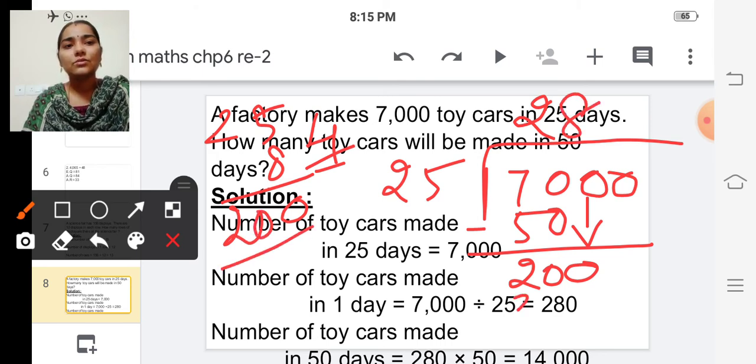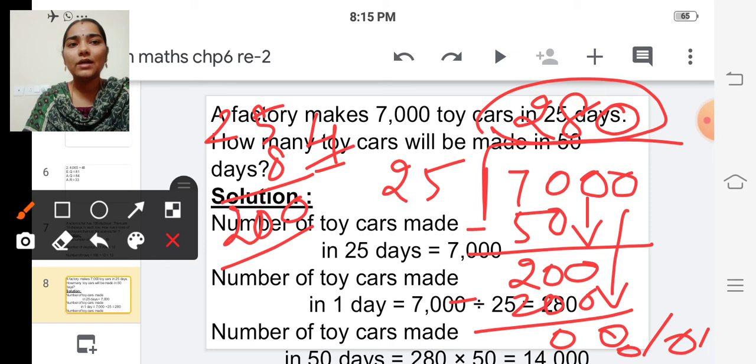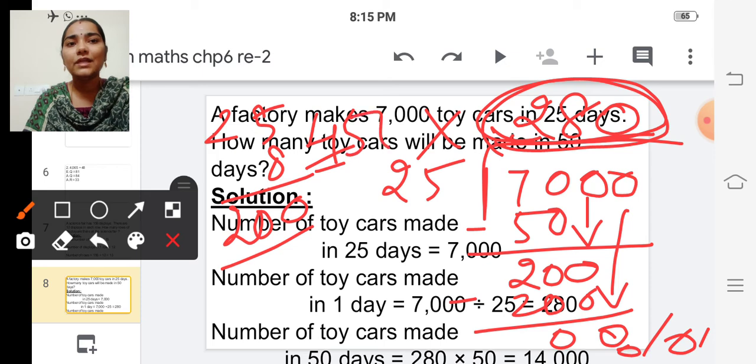So 8. If we subtract, 200 minus 200 is 0, and bring down the 0 here, we cannot divide. So we have to write a 0 in the quotient and 0 here, subtract. So remainder is 0. So in one day, how many cars they will make? They will make 280 toy cars in one day. Okay. So now we can find out in 50 days how many toy cars they will make. For that, what we have to do? We have to multiply this 280 by 50.